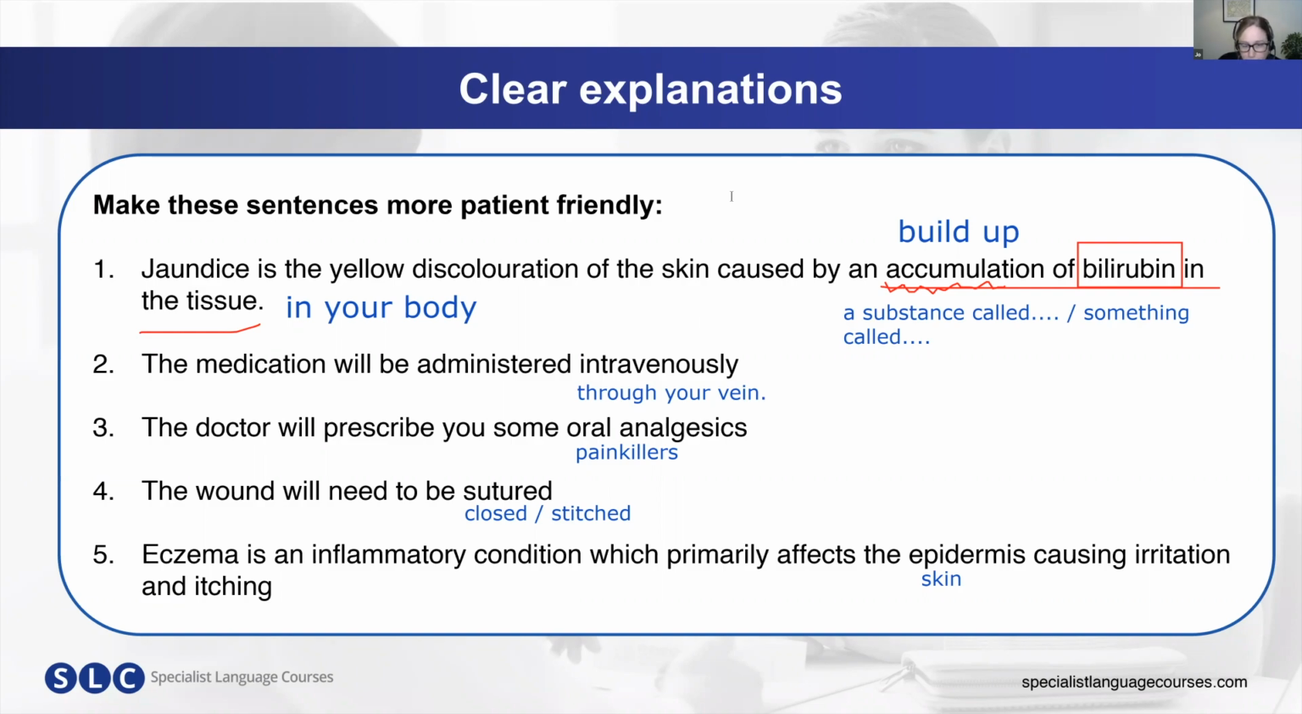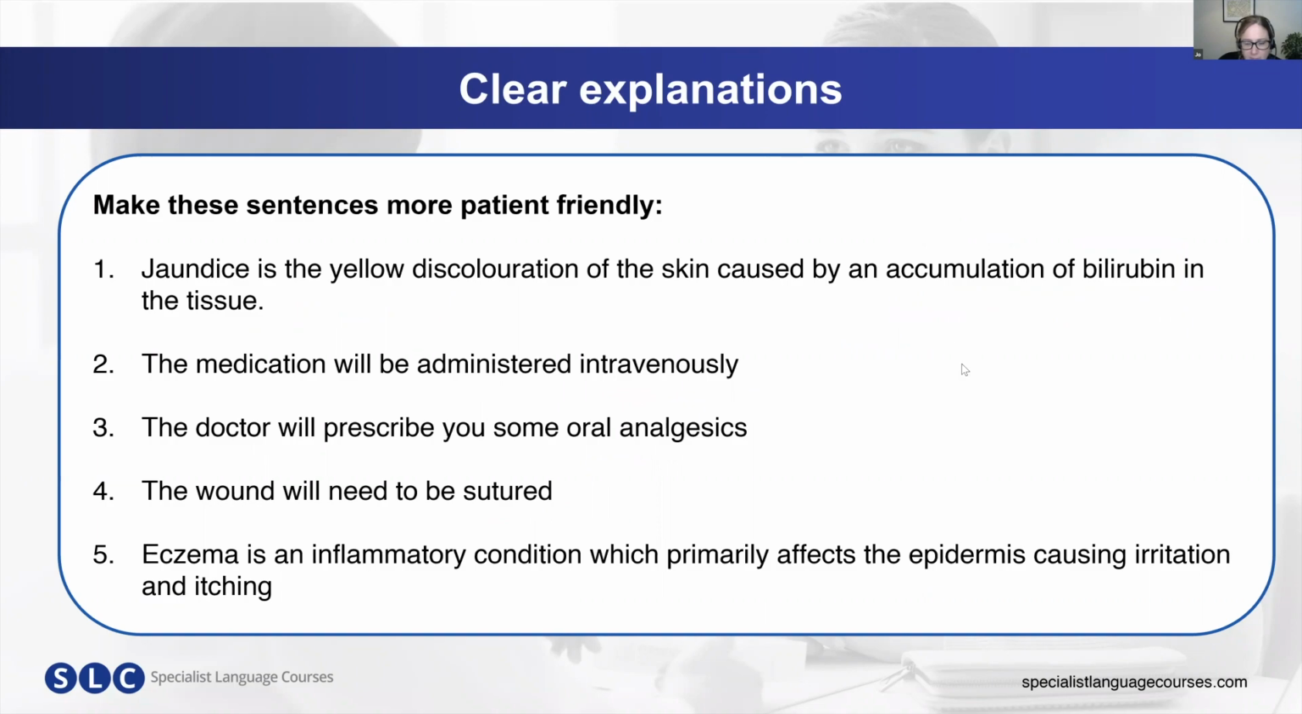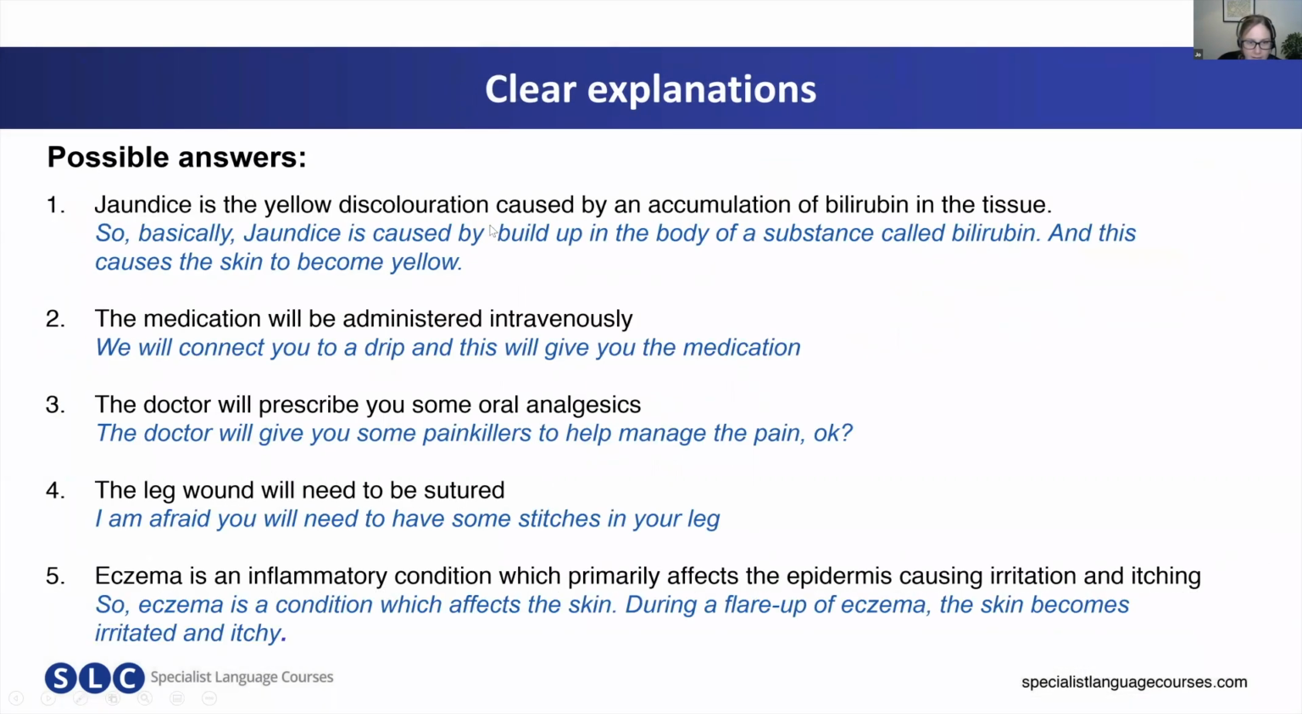Okay, great. Here are some examples here. So we've got the jaundice. Basically jaundice is caused by a buildup in the body of a substance called bilirubin, and this causes the skin to become yellow. Here, quite similar to yours, we will connect you to a drip, and this will give you the medication. So you said we will administer it or give it to you in your vein. Also fine. I think most people understand the word drip nowadays. Here, the doctor will give you some painkillers.